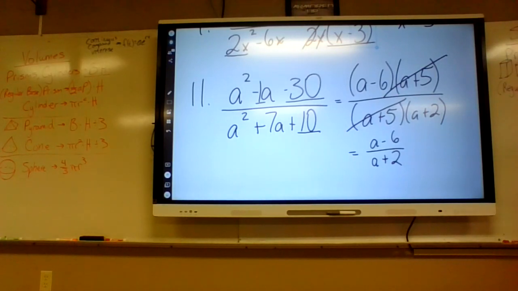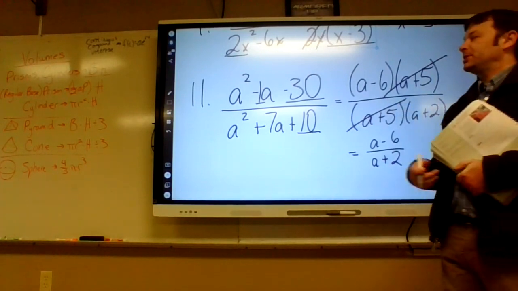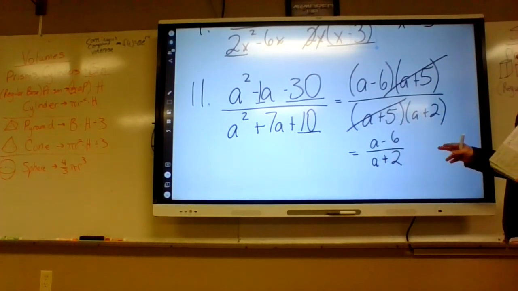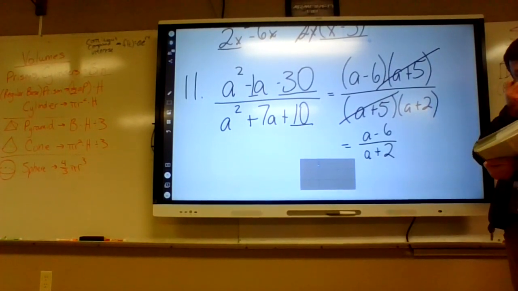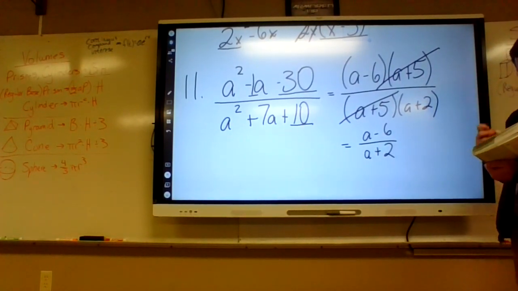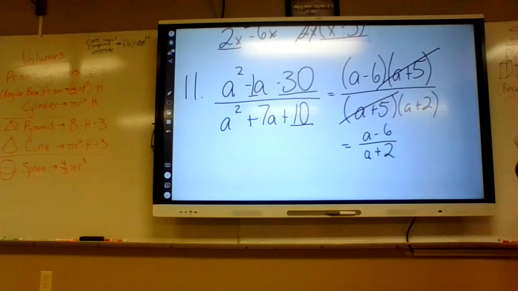Okay. Before I go on, I probably should mention this. Do you guys know what a values could not be used on this problem? Any a values that would be no-nos?